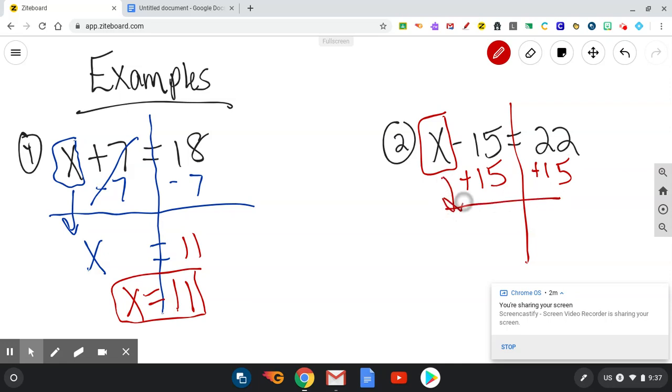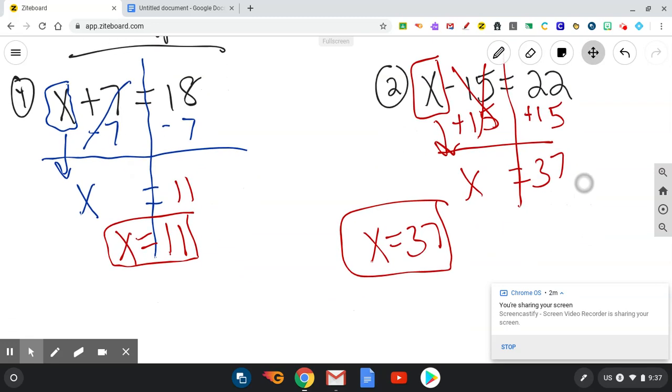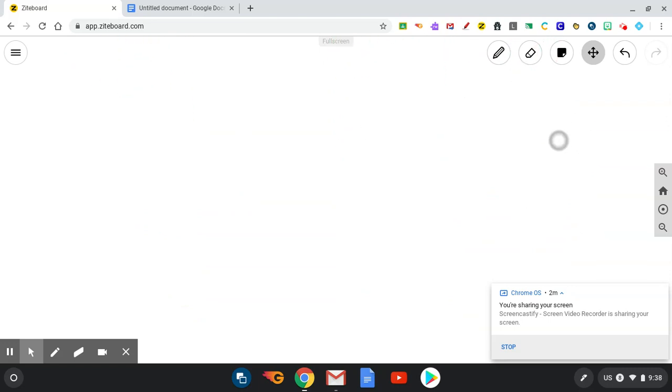So I bring down my x, bring down my equal sign. Again, these are opposites, negative 15 and plus 15. So that cancels out. And then I just do this math over here. 22 plus 15 is 37. So my final answer is x equals 37. Okay. Let's look at a couple more examples.